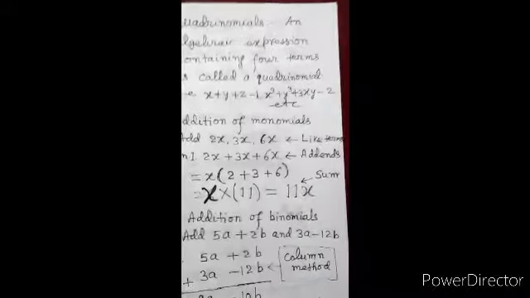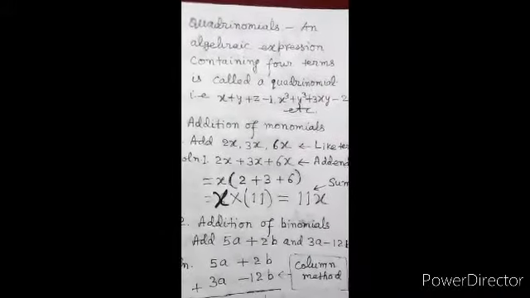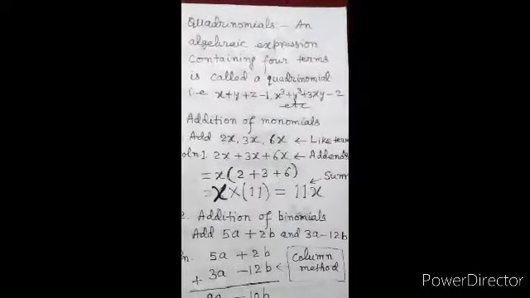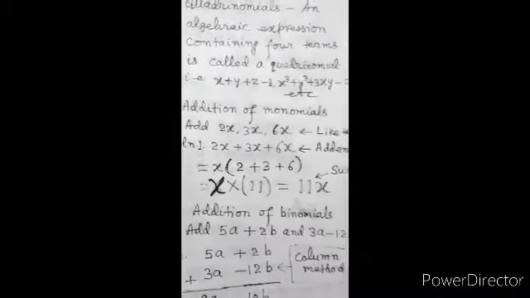Addition of monomials. Add 2x, 3x, 6x. Like terms will be added or subtracted. The terms which are used in addition are called addends. 2x plus 3x plus 6x: these are addends. When we take x as common, then we have x into 2 plus 3 plus 6, which is equal to x into 11, which is equal to 11 into x. This is in standard form. It is the sum.